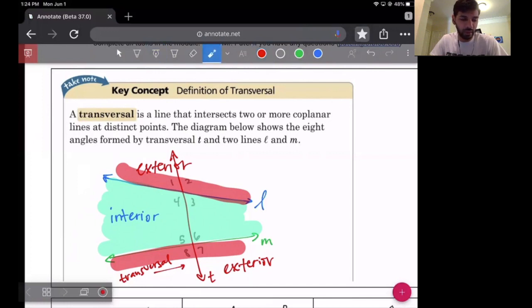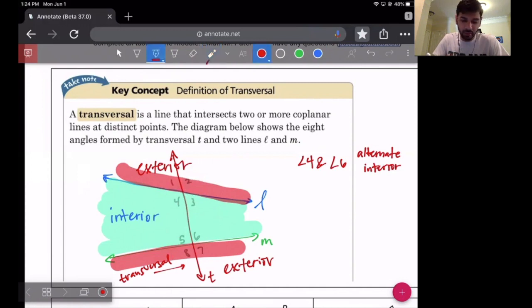But if I were to look at angle 4 and angle 6, for example, 4 and 6, they're both on the interior. But now if you think about where they are in terms of the transversal, if this was a road, and you're thinking about number 4 and number 6, they're on alternating sides of the road. They're on different sides of the road. They're not on the same side. So angle 4 and 6 are what we call alternate interior angles, because they're on alternating sides of the transversal, but they're still on the interior of this situation here.